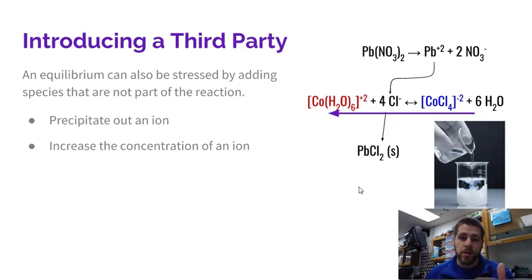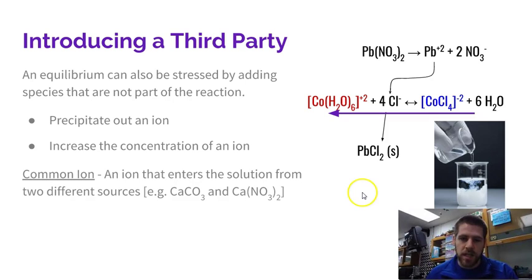So we can shift the equilibrium by pulling out an ion. We can also shift the equilibrium by increasing the concentration of an ion, right? And we've talked about situations like that in the past. This is where we get to what's called a common ion. If you add an ion that's part of the reaction, but you're adding it from a second source, it's referred to as a common ion. So in this example, calcium is a common ion between these two compounds, right?